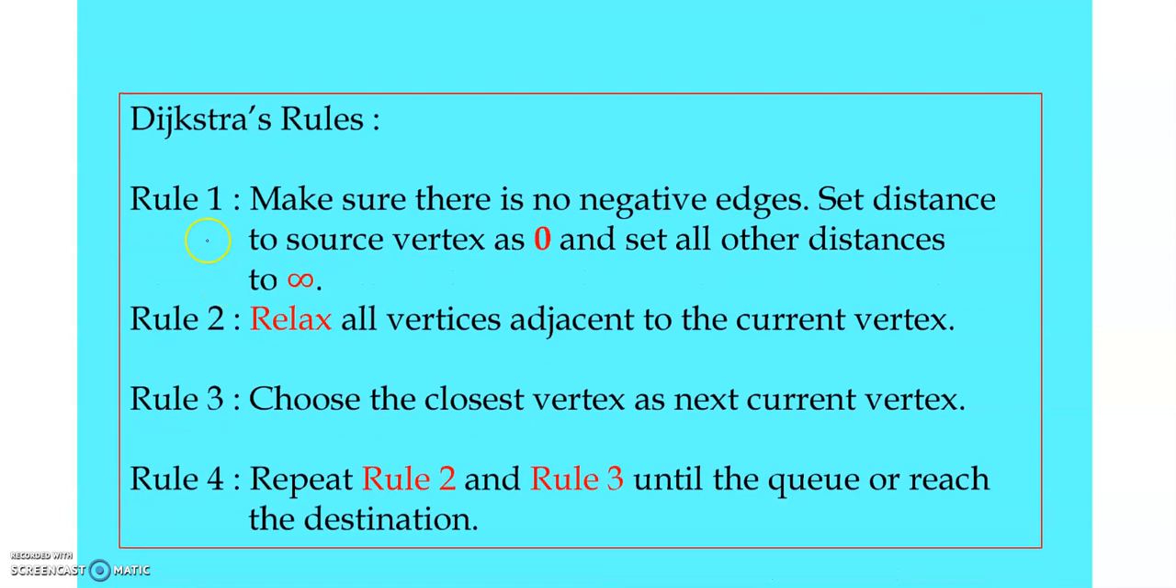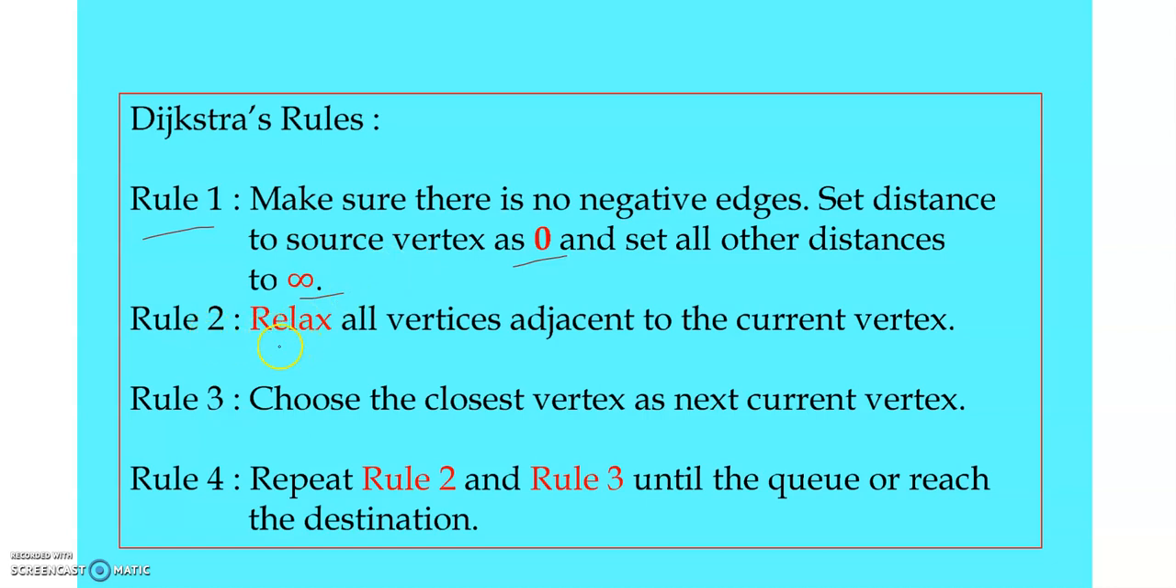Here are the rules. Rule 1: make sure there are no negative edges. Set the distance to the source vertex as 0 and set all other distances to infinity. It's very important. The source vertex is nothing but the starting vertex.